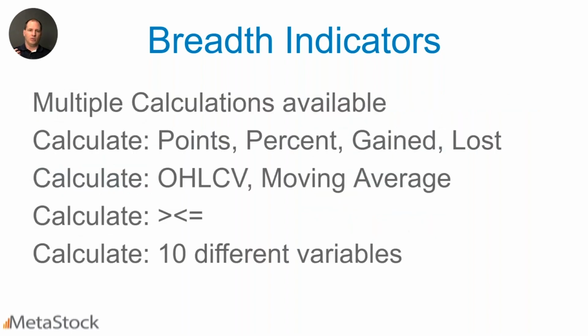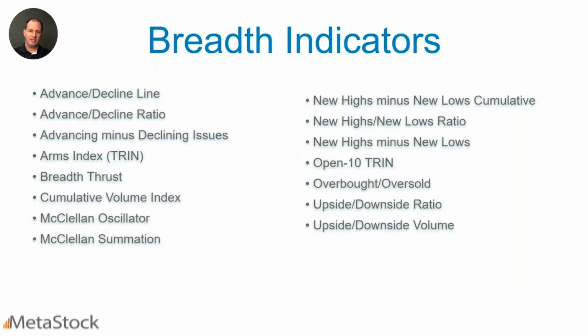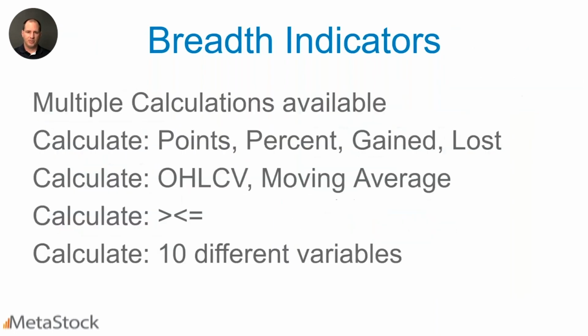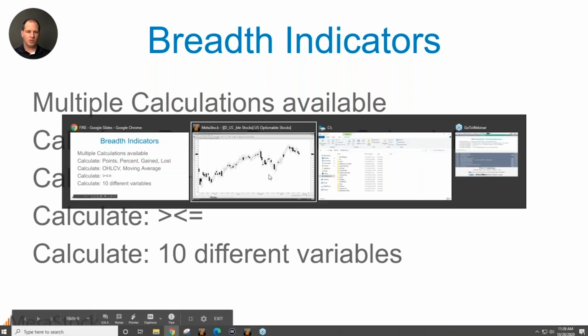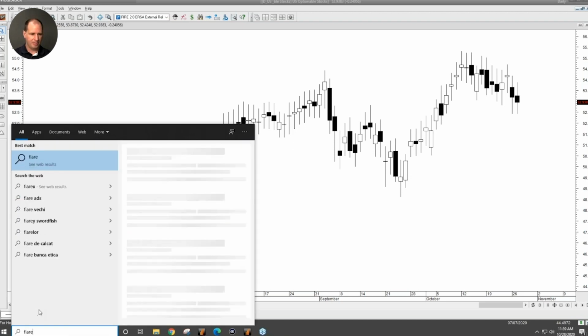So to calculate our breadth indicators, we need underlying data. And the underlying data is done in the Fire app in some easy ways. And so let's go ahead and go back to the Fire app. Looks like I need to open the Fire app back up.